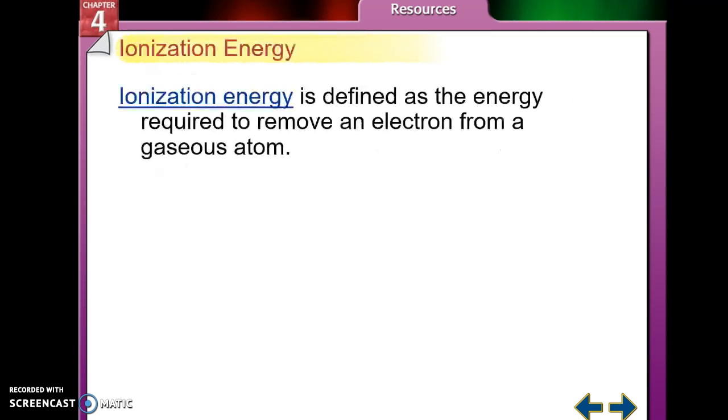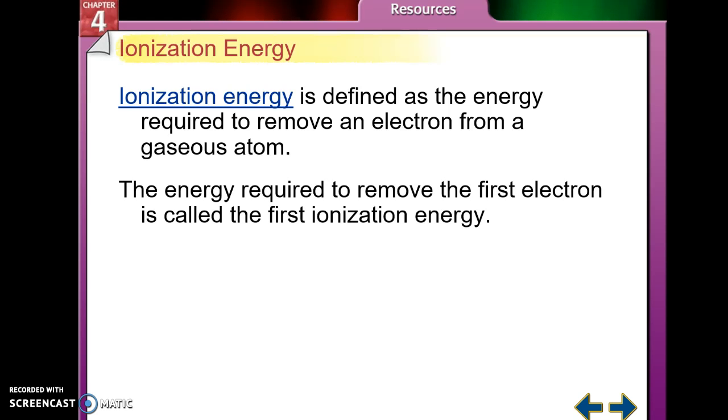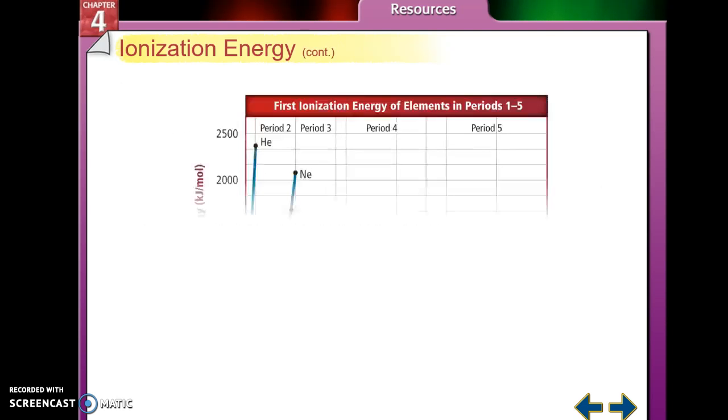Alright, our next periodic trend is ionization energy. Ionization energy is defined as the energy required to remove an electron from a gaseous atom. Next chapter we'll talk about what an ion is, but it's removing an electron. So ionization energy is how much energy it takes to make an ion. The energy required to remove the first electron is called the first ionization energy. It's like, okay, how hard do I have to work to get an electron off of this atom?